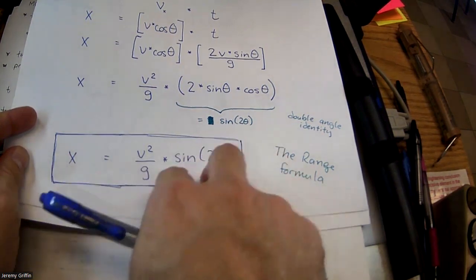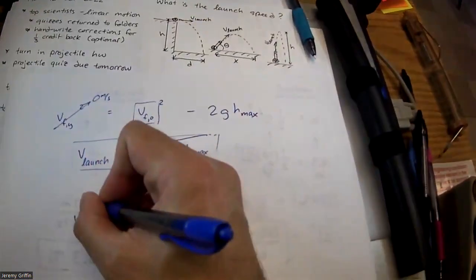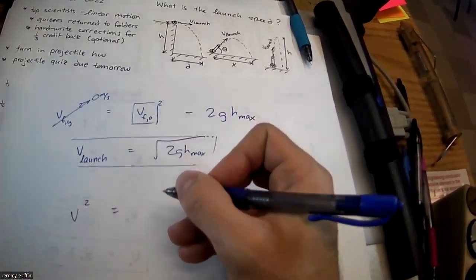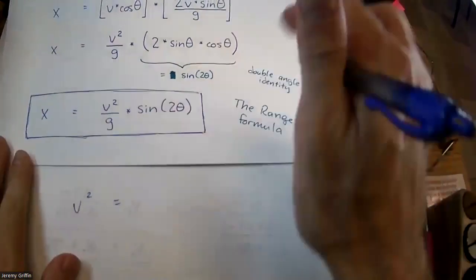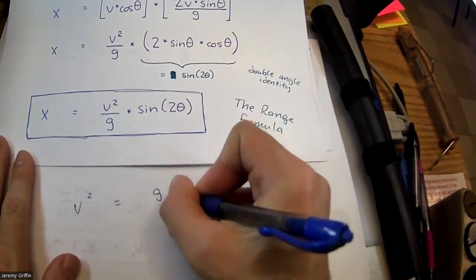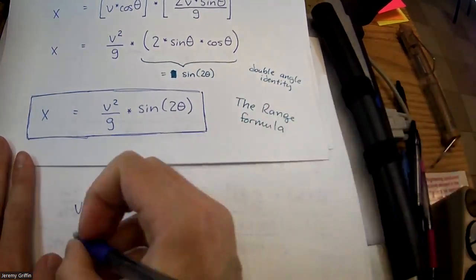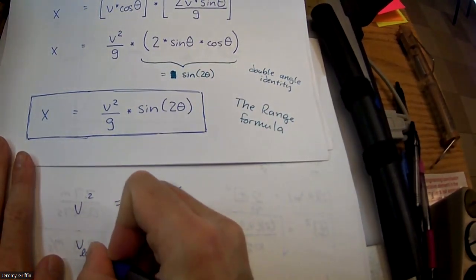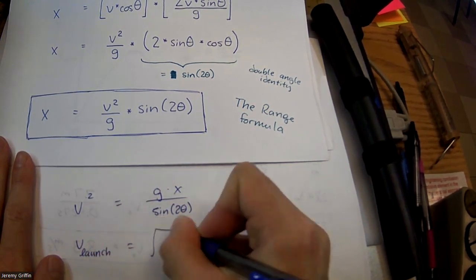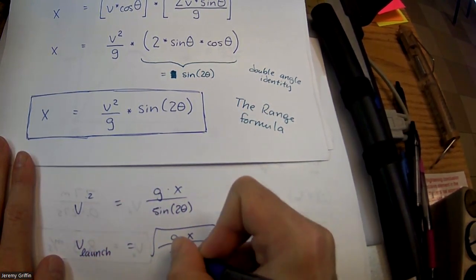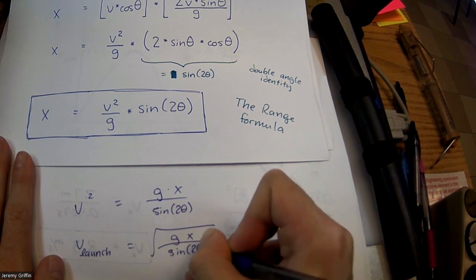Let's do a little algebra. Cross multiply g, divide down sine of 2 theta. V squared equals, what am I getting here? That would go g times x divided by sine of the double angle. Right? And then you could just take square root of both sides. So v launch equals the square root of all that fun stuff. Right? Now that was a little trick here. That would have been a way.